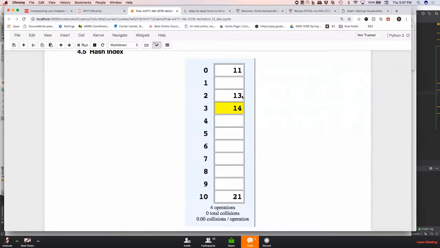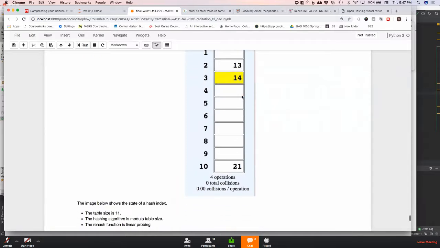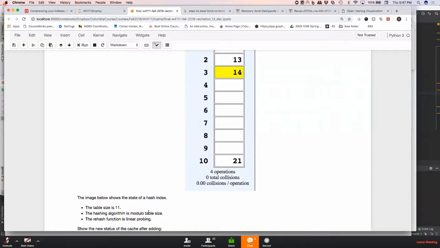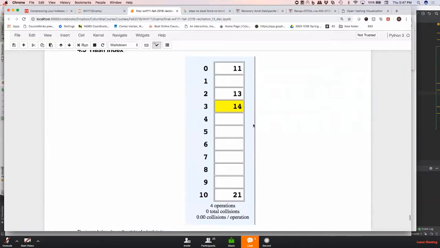I have to rehash. The rehashing algorithm is linear probing. And what that means is that bucket is full, that bucket is full. Therefore, 24 would go here. So all linear probing is that if you try to hash into a bucket that's full, you just scan through the table until you find an empty slot, and that's where it goes.